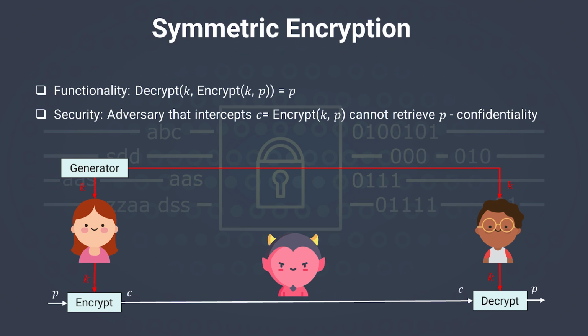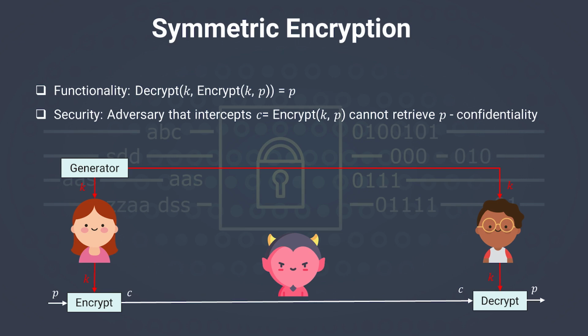Functionally, what we expect from encrypt and decrypt algorithms is that when we apply decrypt over the ciphertext and we use the same key K, we obtain the original plaintext, which we can also express mathematically using this equation. From a security point of view, we expect that an adversary that intercepts the ciphertext cannot retrieve P or get any partial information about P. This is the confidentiality guarantee.